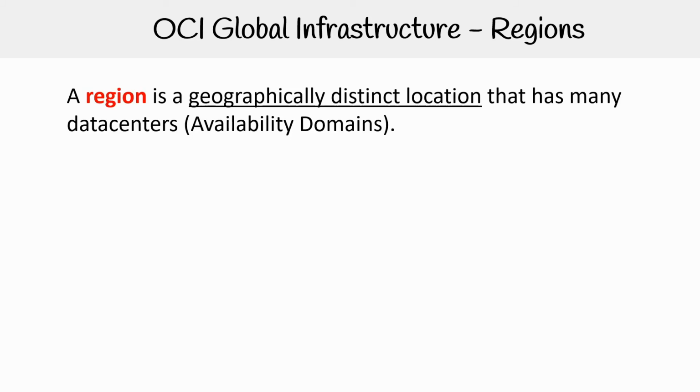So a region is a geographically distinct location that has many data centers. Data centers in OCI are called availability domains, which we are going to talk about shortly here. And so I just want to emphasize that I say a region is a geographically distinct location. The Oracle documentation calls it a localized geographical area. I think we're picking hairs here, but on the exam, you might see it called a localized geographical area. Just realize that it's the same thing. But the idea is it's just a place in the world, okay?